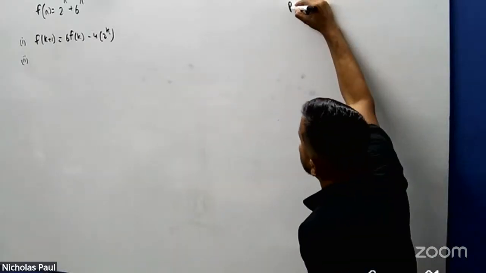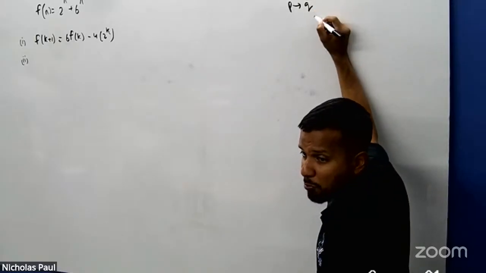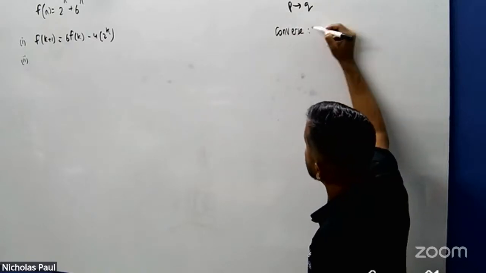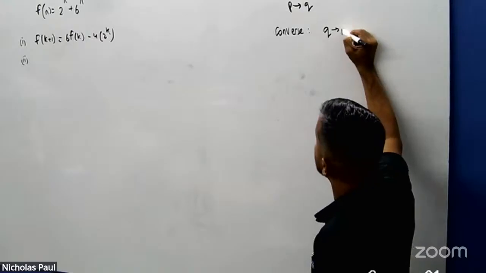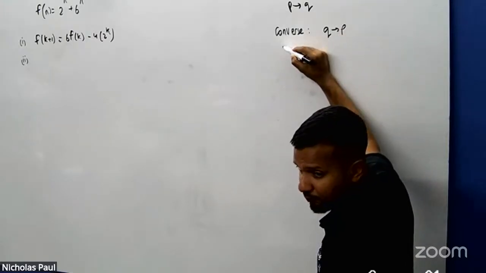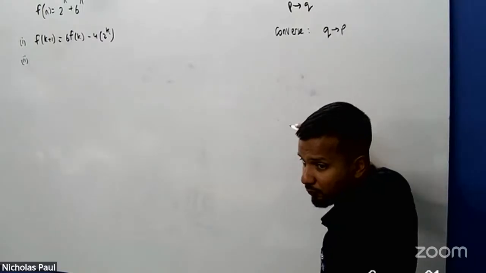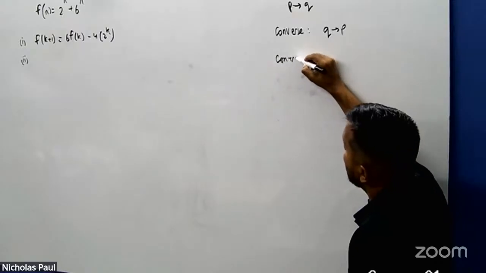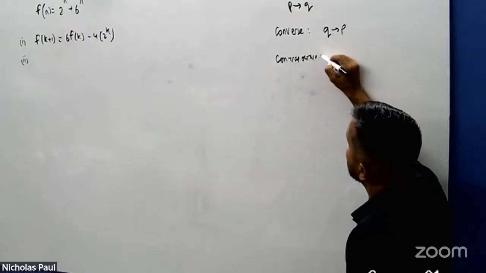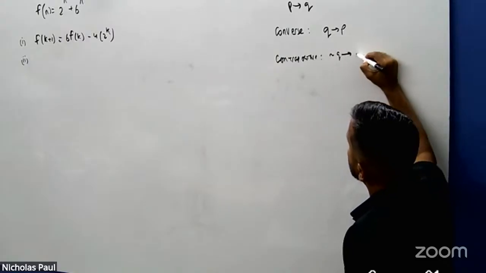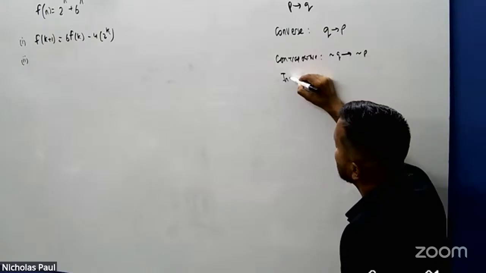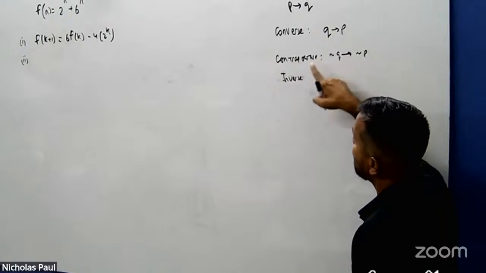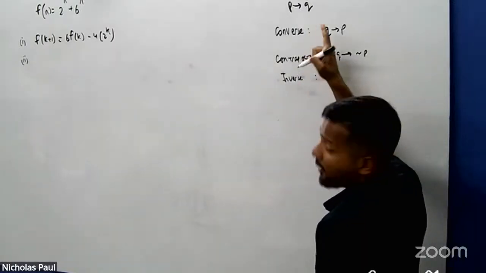What was the first part again? What you had to do? Converse, and what's the next one? Show that the contrapositive is equal to, so that's negation of Q, equal to the contrapositive of the inverse of the same statement.